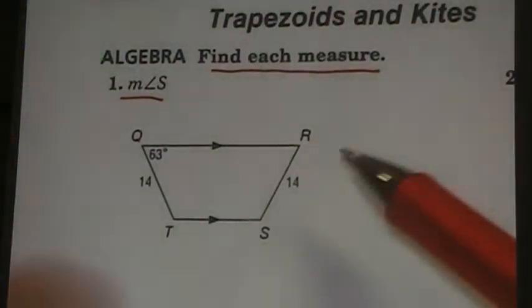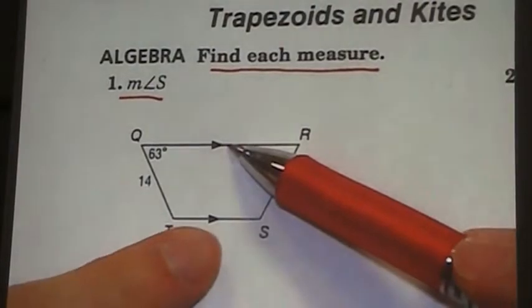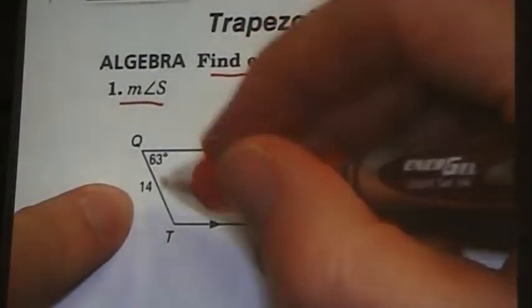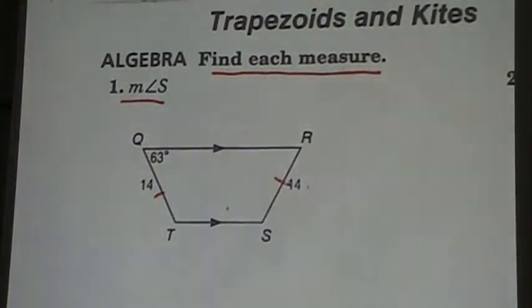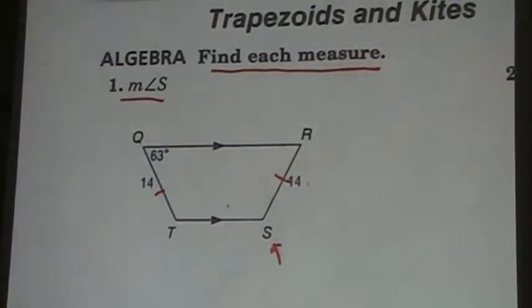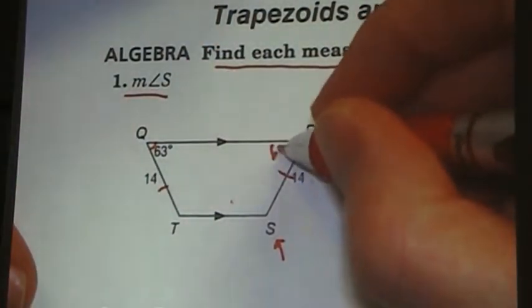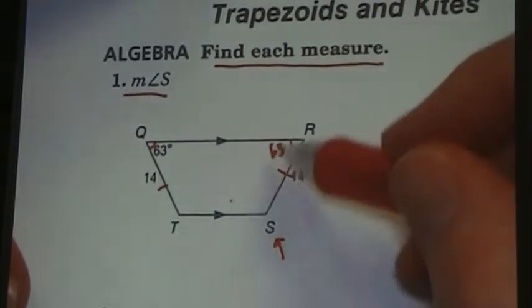So it looks like number one, it's a trapezoid. We can see that we got two sides parallel. These guys are the same, which means we have an isosceles trapezoid. We're looking for this angle up here. If we have an isosceles trapezoid, we know the base angles are congruent. This guy's a 63.